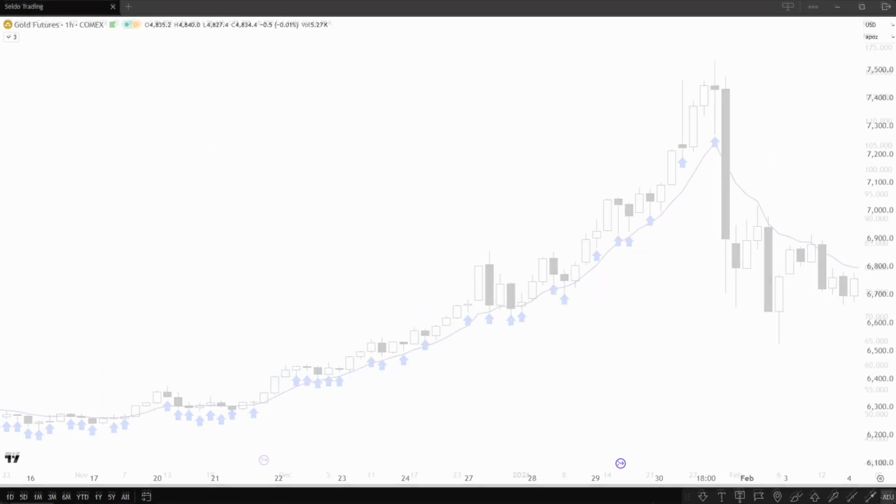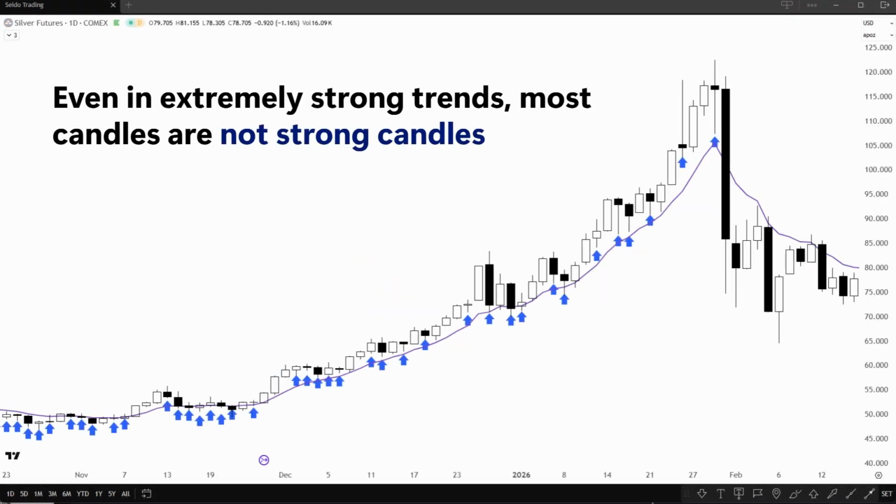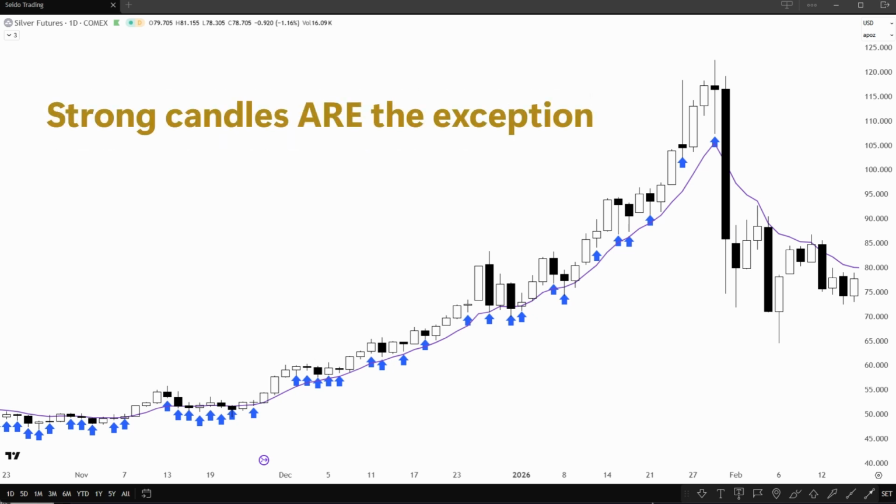What you'll notice when you're looking at charts is that most trends are made up of regular bull or bear candles, or trading range candles. It's not strong candles. Strong candles are rare. A professional trader recognises the market structure, the trend, the context, and is able to participate without needing a textbook candle.